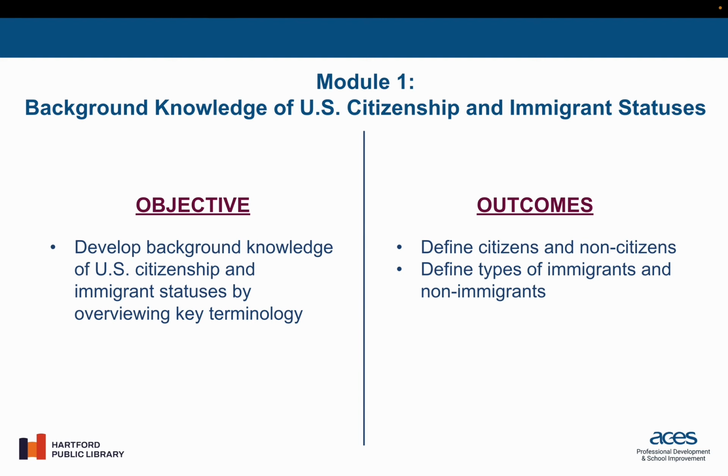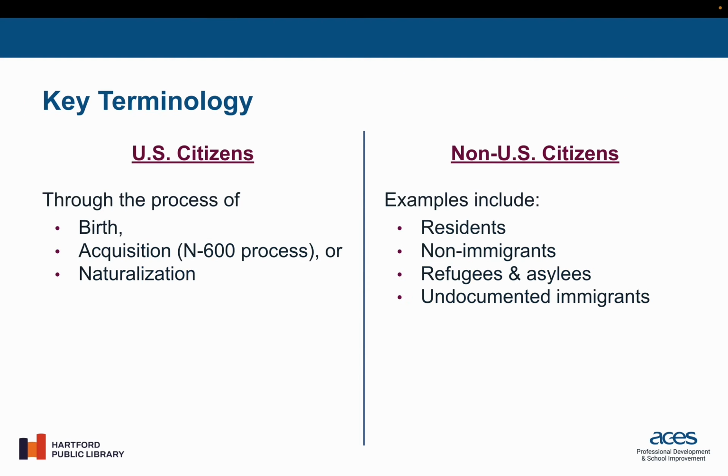This first module is going to overview terminology related to U.S. citizenship and immigrant statuses. At the end of this module, you will be able to define the difference between citizens and non-citizens, as well as types of immigrants and non-immigrants. When you think about all of the people who are in the United States right now, they are going to fall into one of 2 categories. They are either U.S. citizens or they are not U.S. citizens.